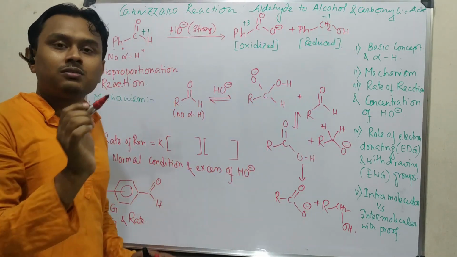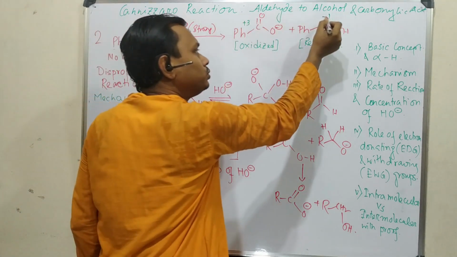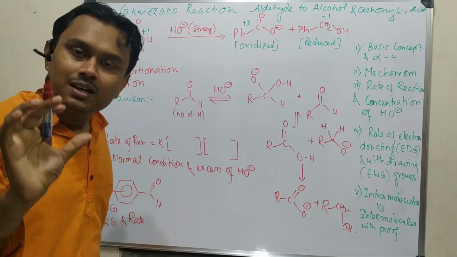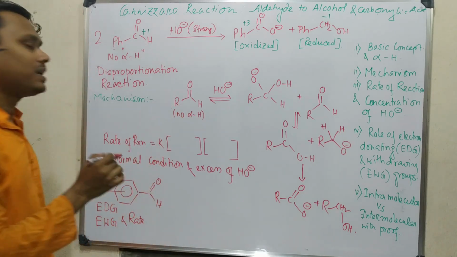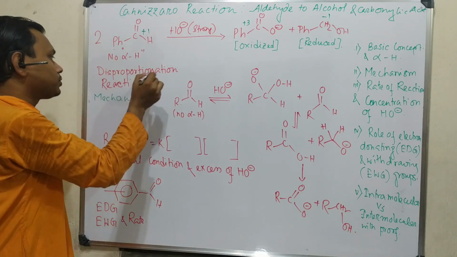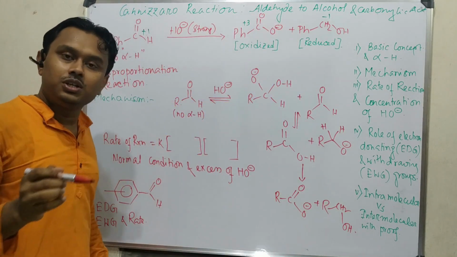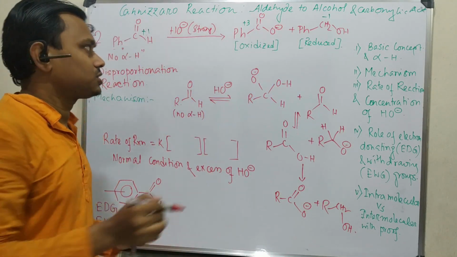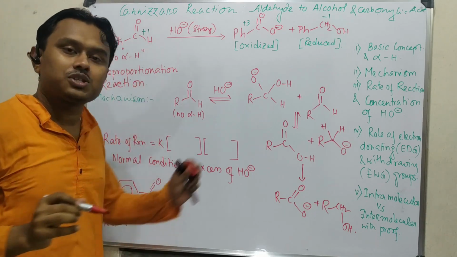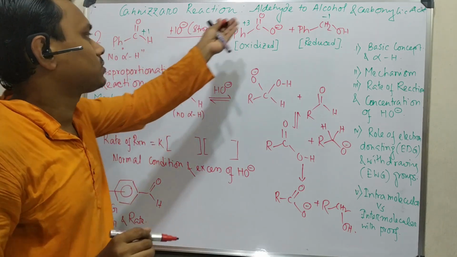You can see one thing: a 2 unit oxidation and a 2 unit reduction happening in the same reaction. That's why this reaction is called disproportionation. Why? Because one molecule is oxidized and one is reduced, and that is the definition of disproportionation. So that's why this reaction is called disproportionation.